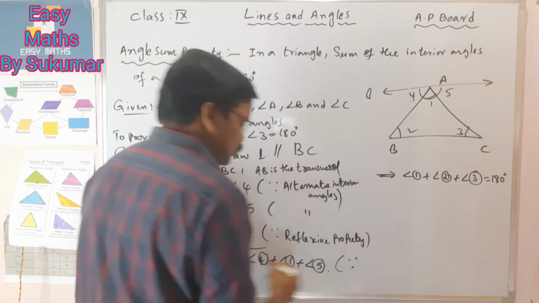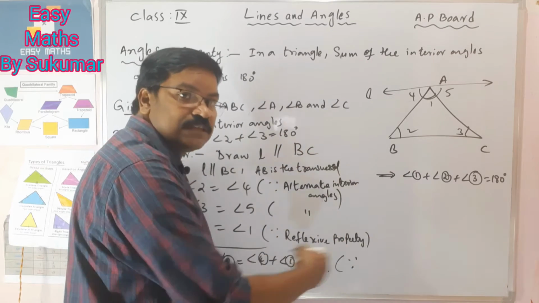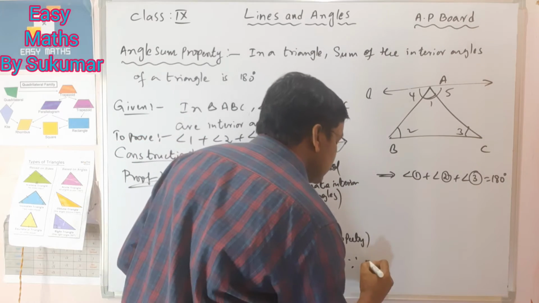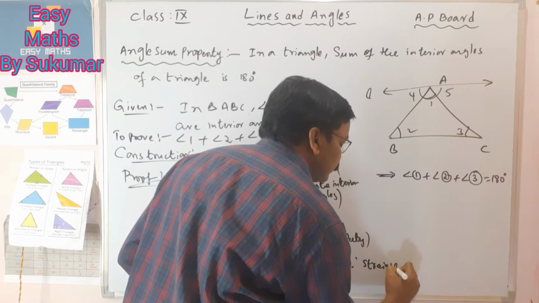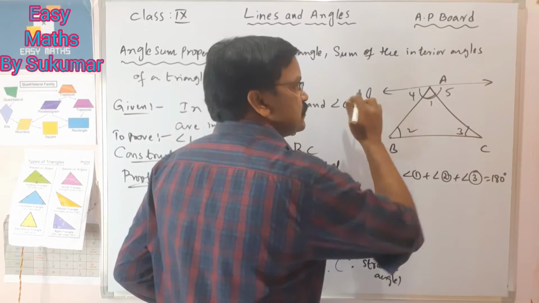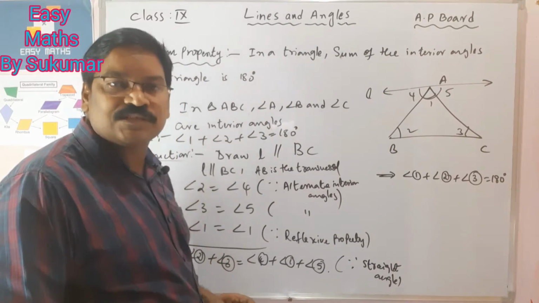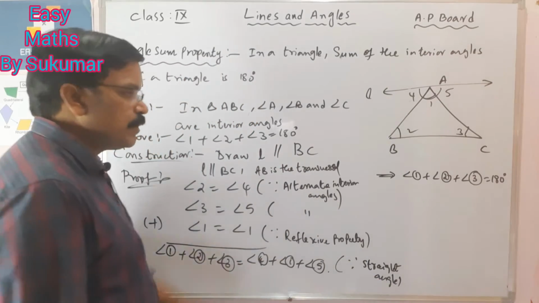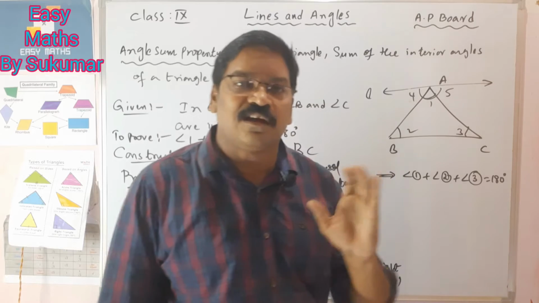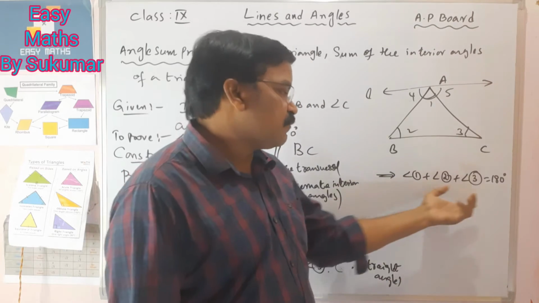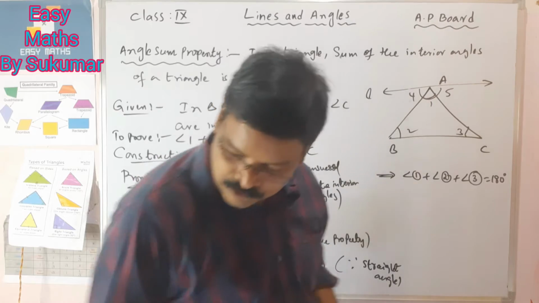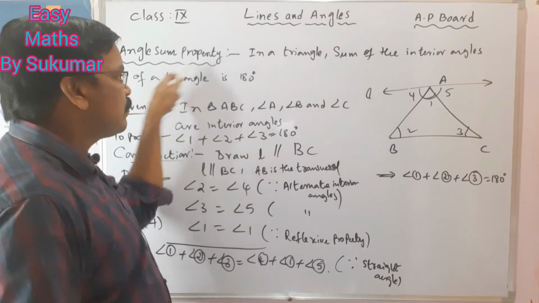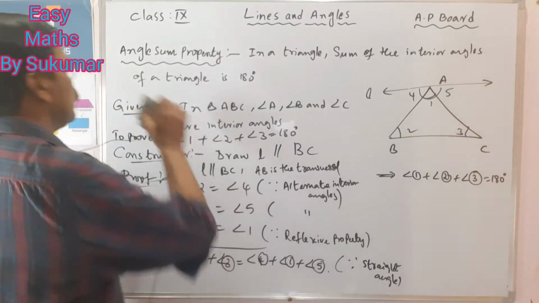Since it is a straight line, the angle is a straight angle, that means half of a circular angle, that is 360 by 2, that is 180 degrees. Since L is a straight line, it makes an angle of 180 degrees. So angle 1 plus angle 2 plus angle 3, these three are the interior angles of a triangle, therefore their sum is equal to 180 degrees. I hope you understand this theorem: the sum of the interior angles of a triangle is equal to 180 degrees.